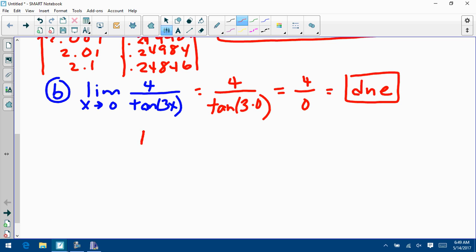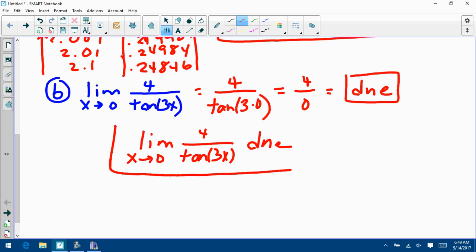Okay, so if you want to write it out in notation, the limit as x approaches 0 of 4 over tangent of 3x does not exist. Now next year in calculus, we might delve a little bit further into seeing just how it doesn't exist, because maybe it's a limit that goes to infinity, maybe it's a limit that goes to negative infinity. We could check the graph or a table to kind of confirm that. But for this year, just saying the limit doesn't exist, we'll stick with those.